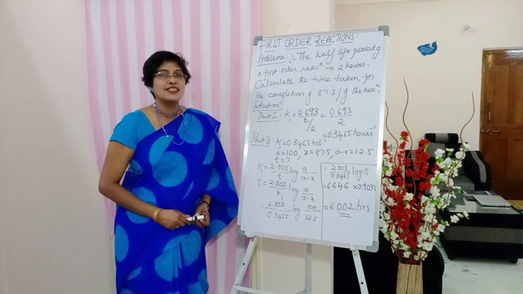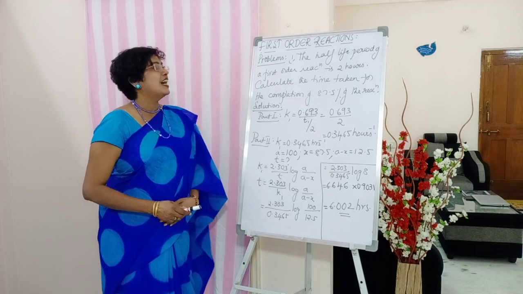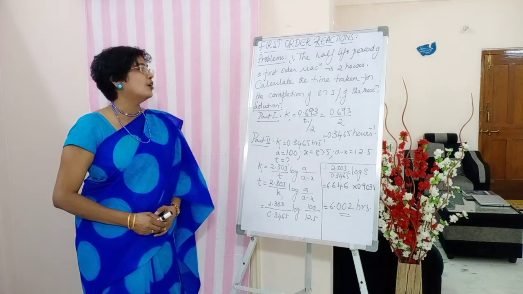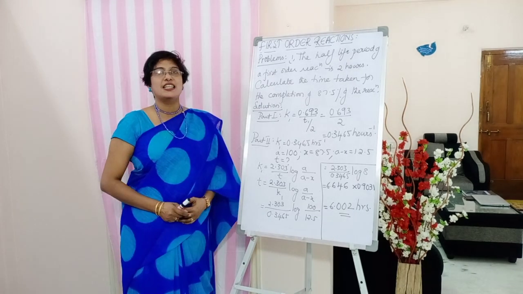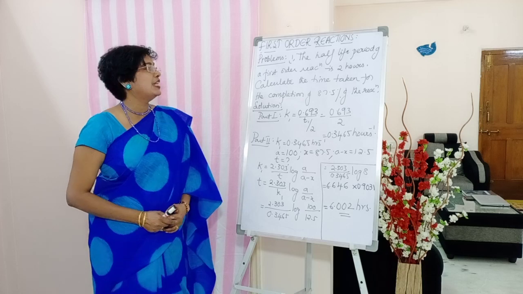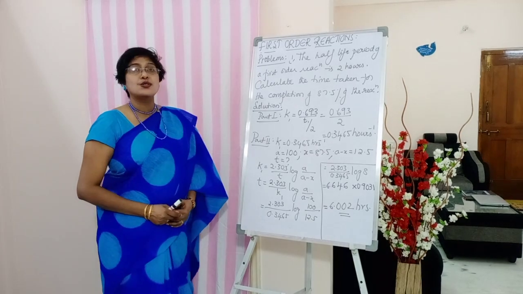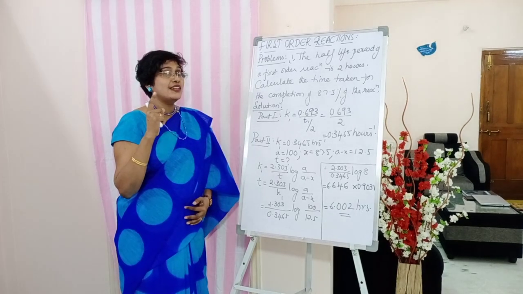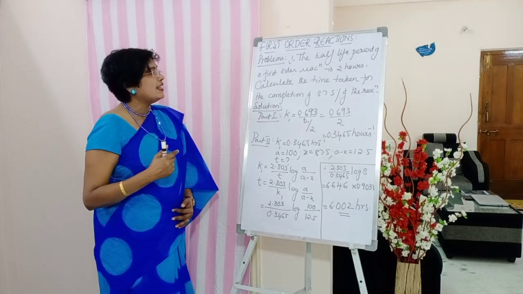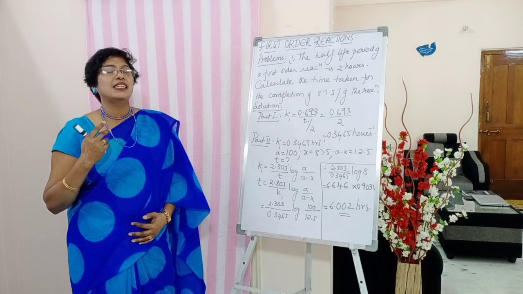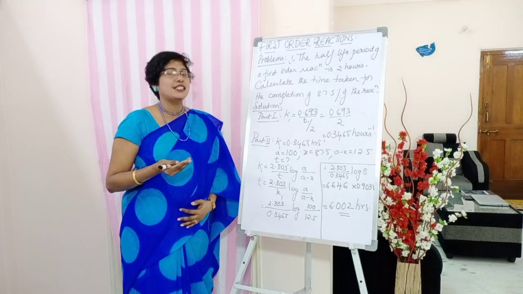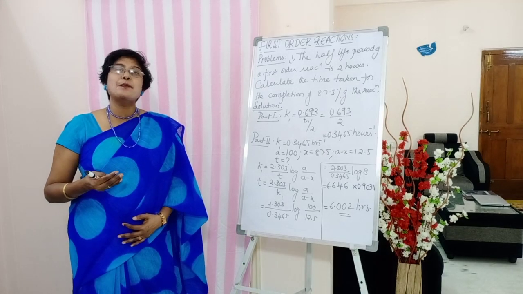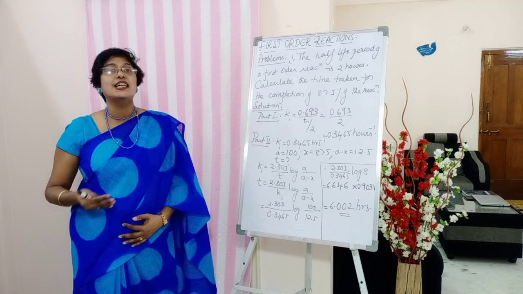Okay, so write down problem number 1. The half-life period of a first order reaction is 2 hours. Time is given in hours, students. Calculate the time taken for the completion of 87.5% of the reaction.